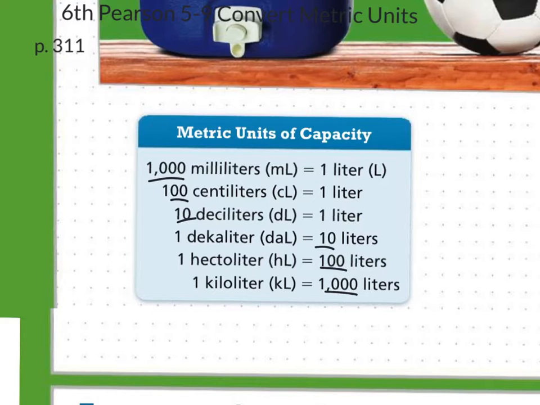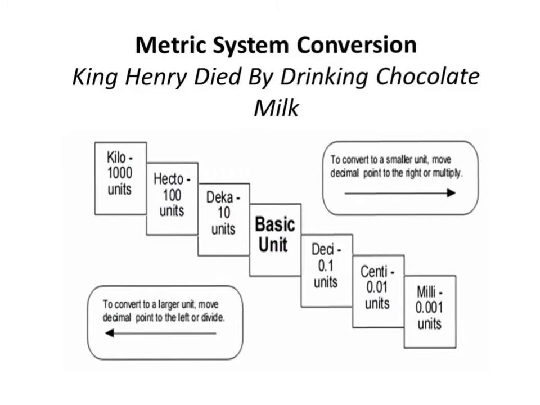And then dividing is the opposite. You just move your decimal to the left that many places. So it's a lot easier to convert because all you're doing is moving your decimal and then adding zeros if you need to. So there's different ways to help you remember the different units in the metric system.